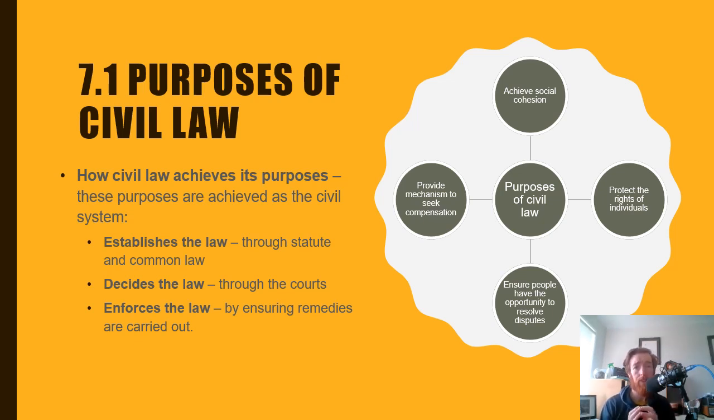The four key purposes we have for civil law are that they achieve social cohesion. They protect the rights of individuals. We have many rights that need to be protected, and a lot of people are not aware of them. And it's important to know them in case they are being infringed. They ensure that people have the opportunity to resolve disputes, and they provide a mechanism to seek compensation if you have been wronged. These come up in a variety of different ways, and we're going to give some examples of them throughout.